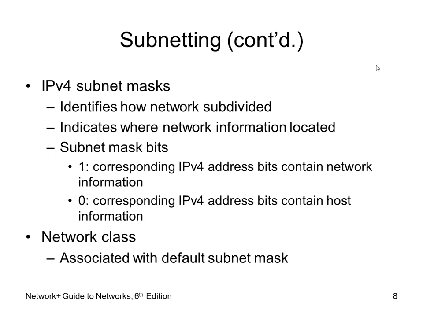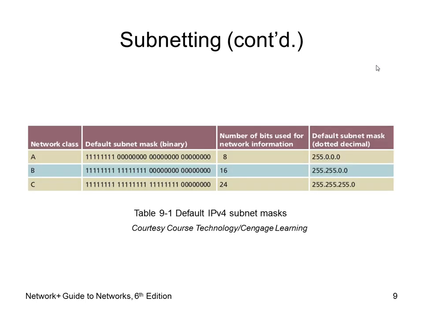Okay? All right. So, subnet mask. 1 is the network. 0 is the host. Okay? So we're going to see an example of this in a minute. Okay, the network classes have default subnet masks. We're going to see.